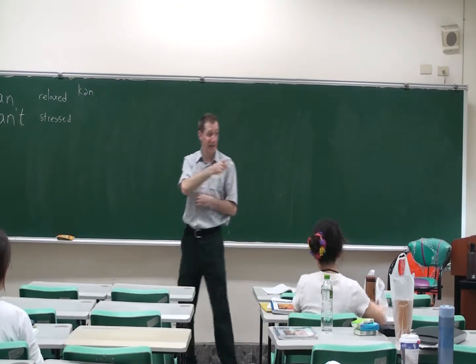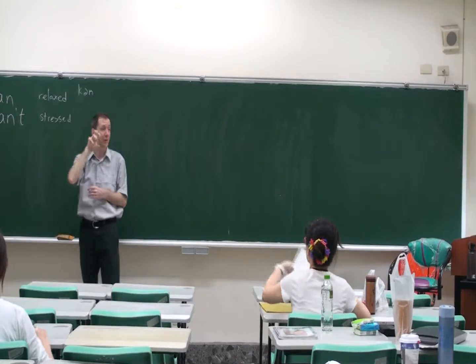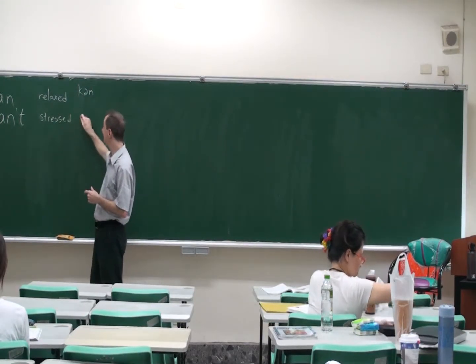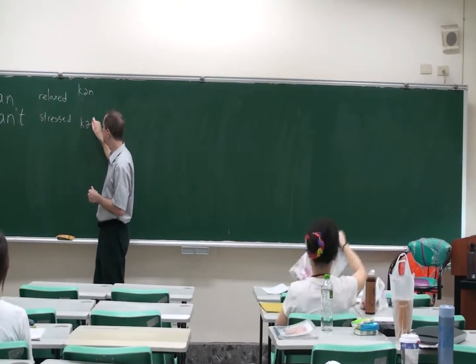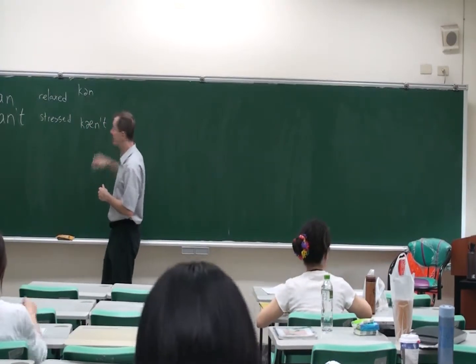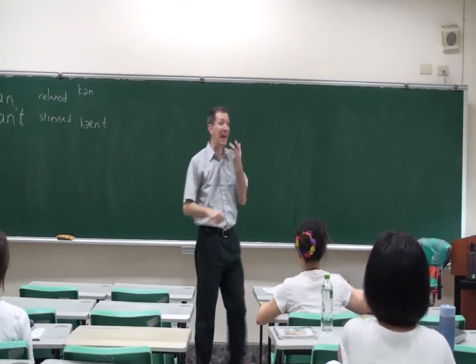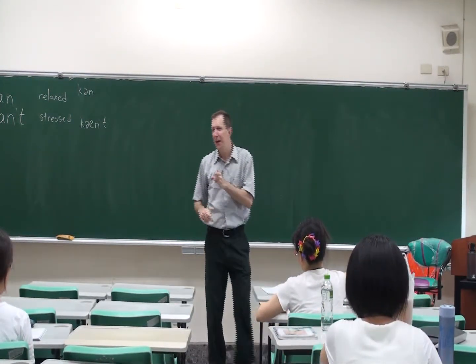Okay? So can, like Philip said, is much more relaxed. You just skip over it, you roll over it. Whereas can't is something like that, right? I guess if you're using KK, you'll use that. But you have the actual A sound in it.